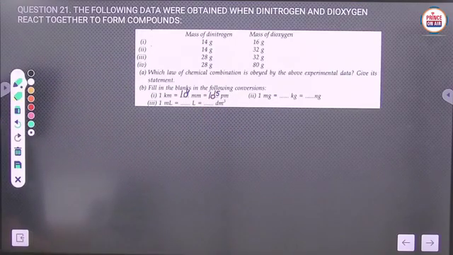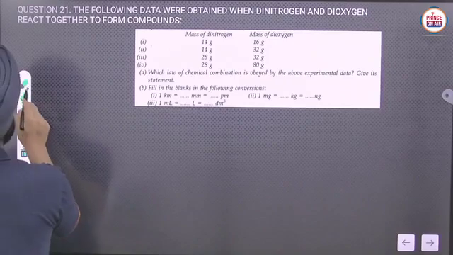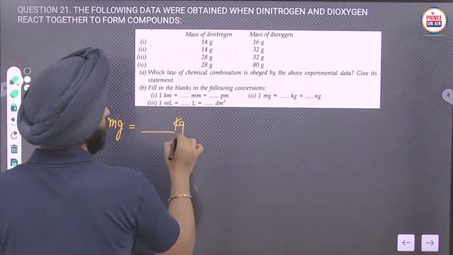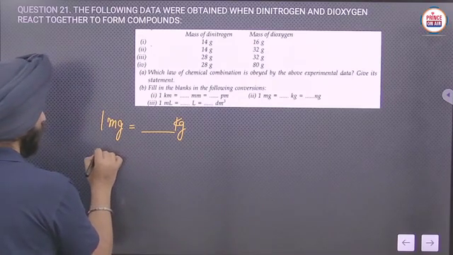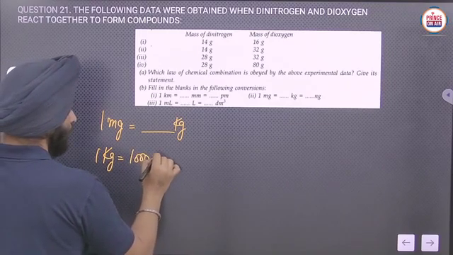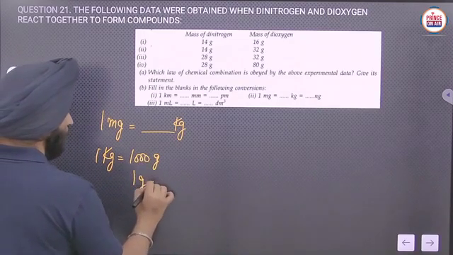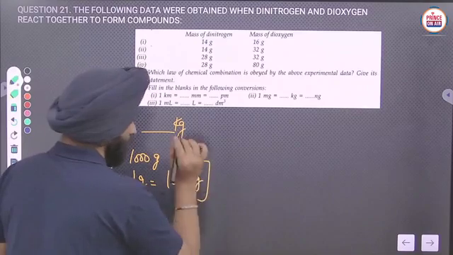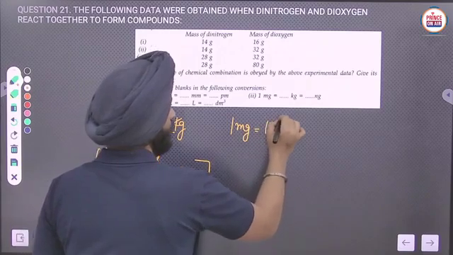Okay. Now, next is 1 milligram. 1 milligram is equal to dash kilogram. Okay, now firstly we have to do it in this way. So we know that 1 kilogram is equal to 1000 gram. As we know that 1 kilogram is equal to 1000 gram, so 1 gram will be equal to 10 raised power minus 3 kilogram. That relation we know very well. Now 1 milligram is equal to 10 raised power minus 3 gram.